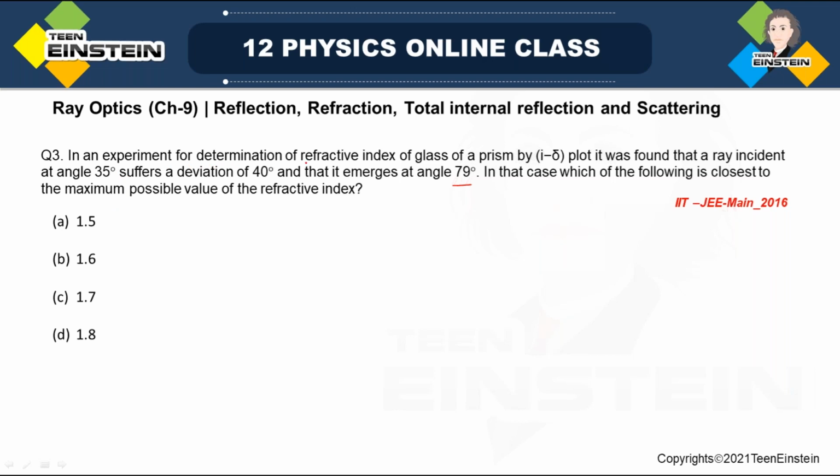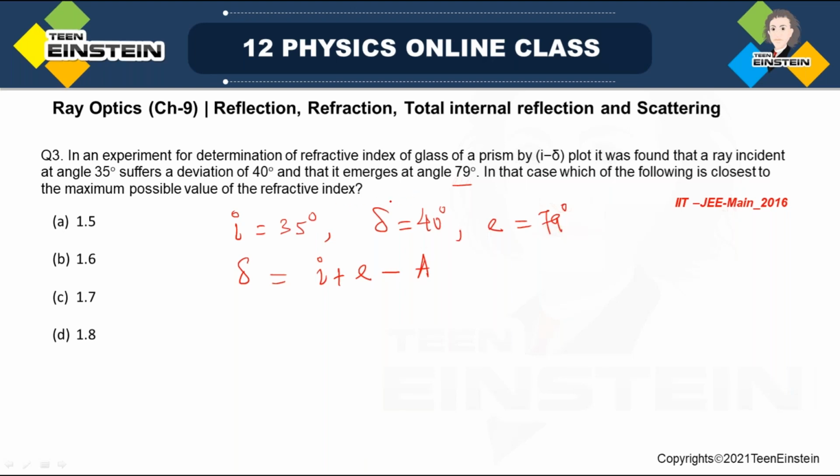So the question is, in an experiment for determining the refractive index of a glass of a prism by I-delta plot, it was found that a ray incident at an angle of incidence of 35 degrees has an angle of deviation of 40 degrees, and it emerges at an angle of 79 degrees. In that case, which of the following is closest to the maximum possible value of refractive index? So we know there is a relation between delta, angle of incidence, angle of emergence, and the angle of prism.